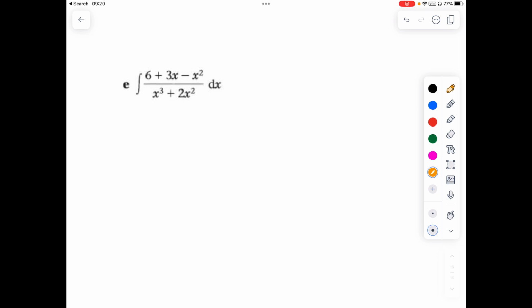Finally, part E: x squared and 2x squared. So it should be, what is this? Or x cubed. We have to do a long division over there, or else no need of long division, because the degree is 2 over here and the degree is 3 there. The numerator is already lesser than the denominator. So factorize the denominator: x squared times (x plus 2). So what will be the partial fractions? A upon x plus b upon x squared plus c upon (x plus 2).